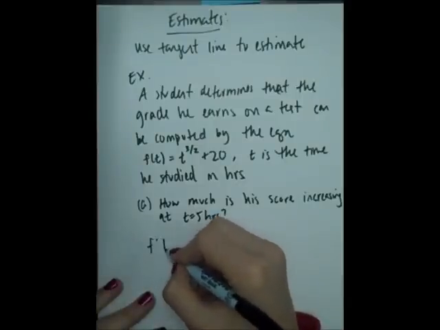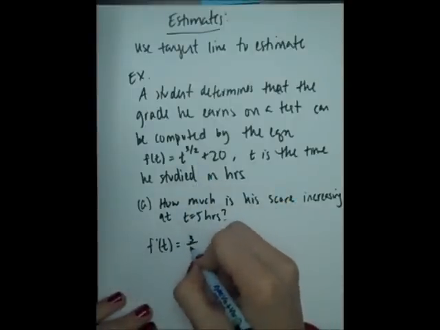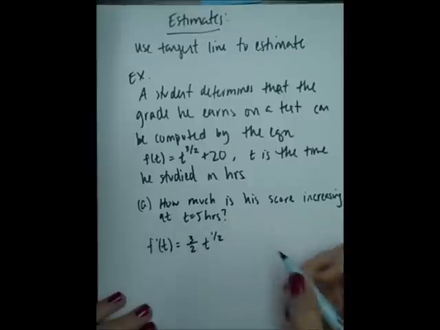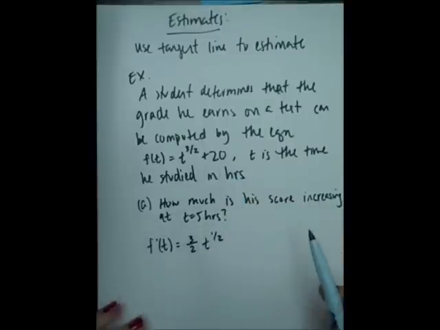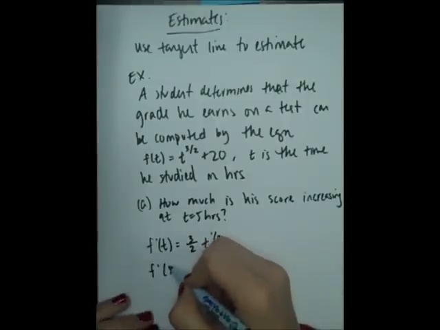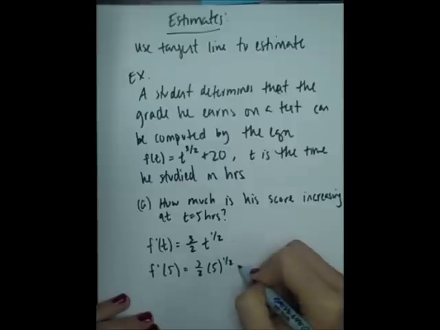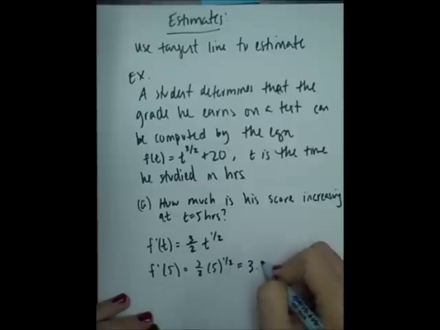Well, to answer that question, I need to find the derivative. Using the power rule, I can bring down my 3/2, so I'll get 3/2 t to the 1/2. The derivative of 20 is just 0, so I don't need to worry about that. Now, how much is his score increasing at t equals 5? That says what is f prime of 5, so I'll plug that in here. And I get about 3.35.